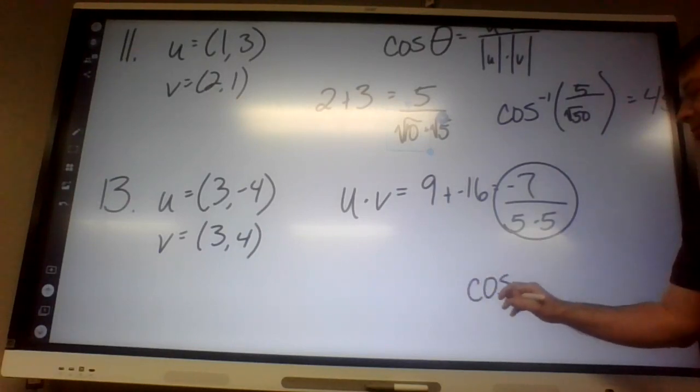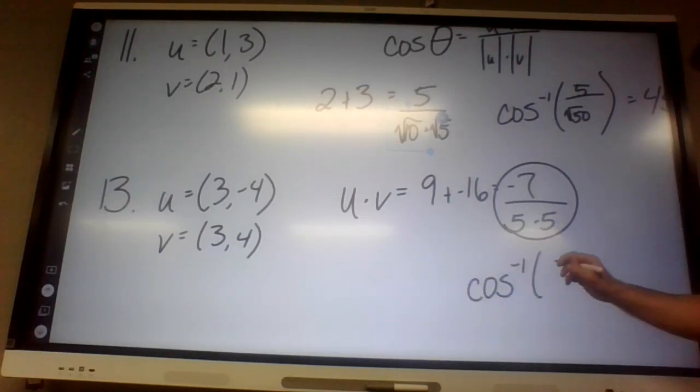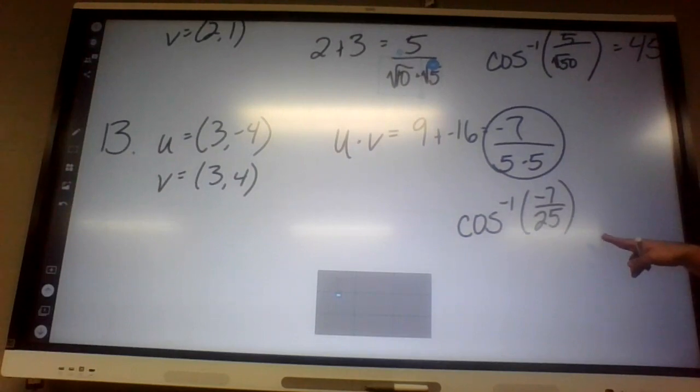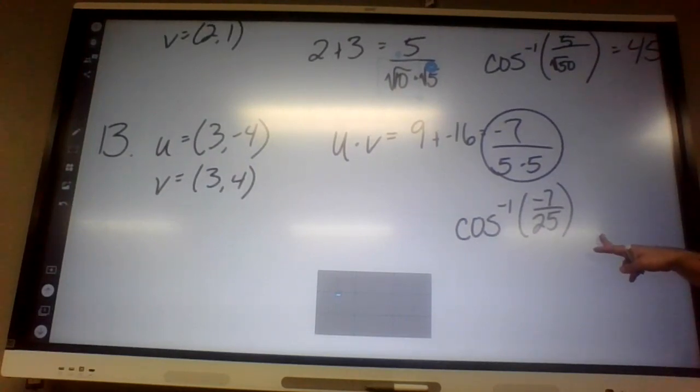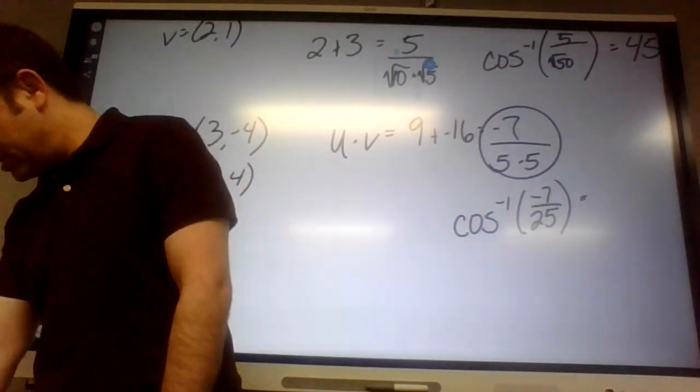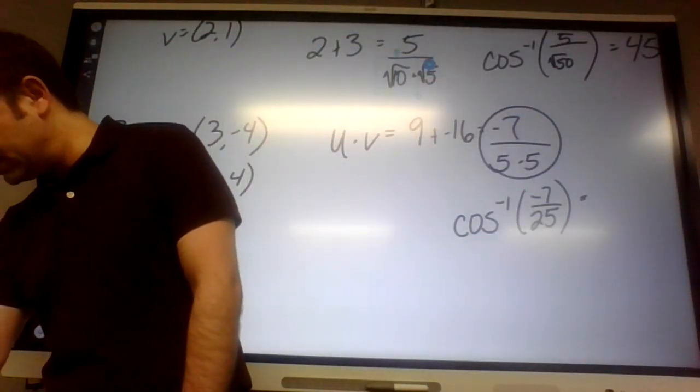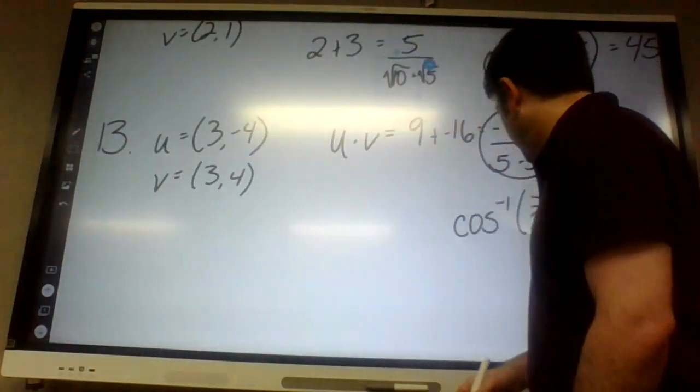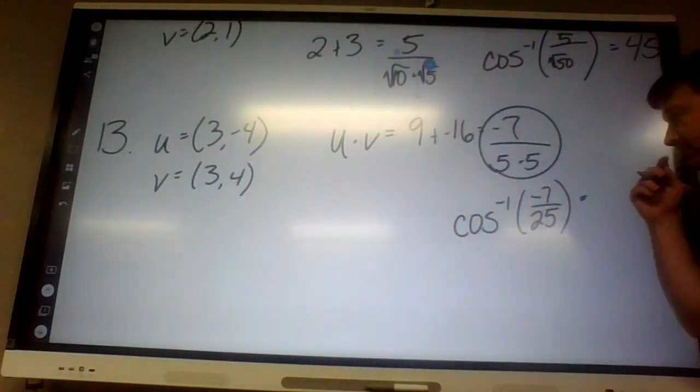So we have to do cosine inverse of negative 7 25ths. Am I going too fast here? We good? I think it comes out messy. Do they tell us where to round it? Nearest tenth of a degree. You're going to plug it in? 106.3. Yeah.